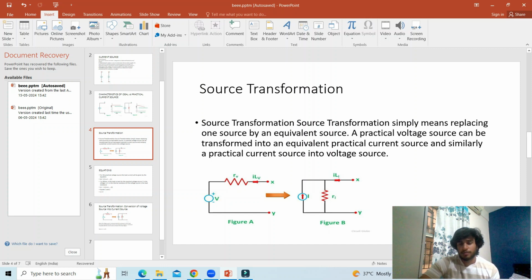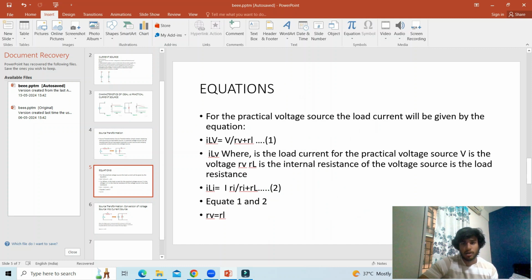So this source transformation is possible, and we'll understand how exactly this takes place with the help of equations. You can see in the circuit diagram how a practical voltage source is converted into a practical current source. Moving ahead, these are the equations. For a practical voltage source, the load current is given by ILV = V / (RV + RL).